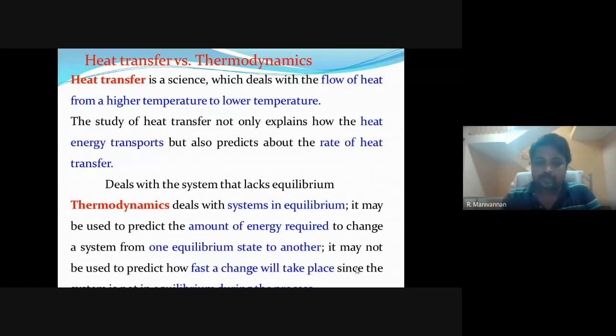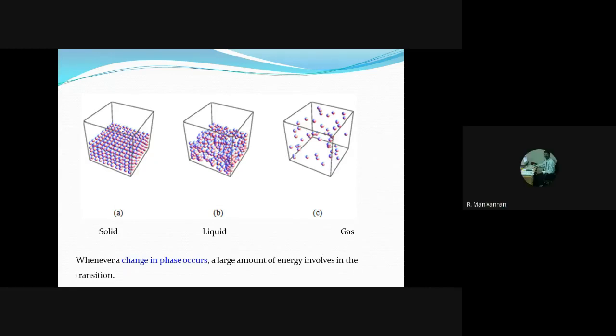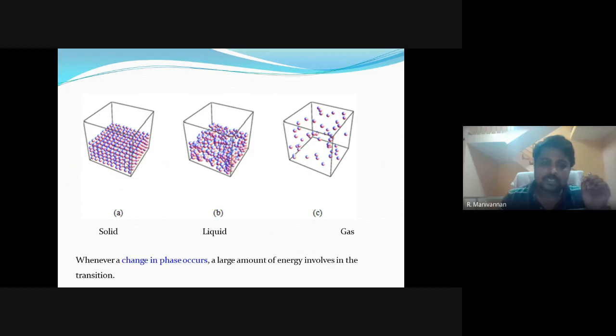Now, what are the three types of matter? One is the solid, second one is the gas, and third one is the liquid. I have shown a figure here. You can see that in the solid the molecules are tightly packed. In the gas, the molecules are very loosely packed, and in the liquid it is of intermediate level. Whenever there is a change in the phase, a large amount of energy is involved in this transition.